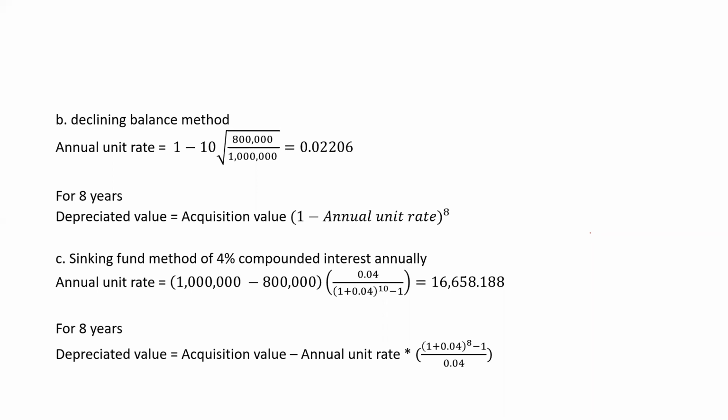So for using sinking fund, still using the same rate, depreciated value will be equal to acquisition value minus annual unit rate times, into bracket, now you are reciprocating the expression at this end. That will be 1 plus 0.04 all raised by 8 minus 1 all over 0.04. So can someone compute this and tell me the answer?